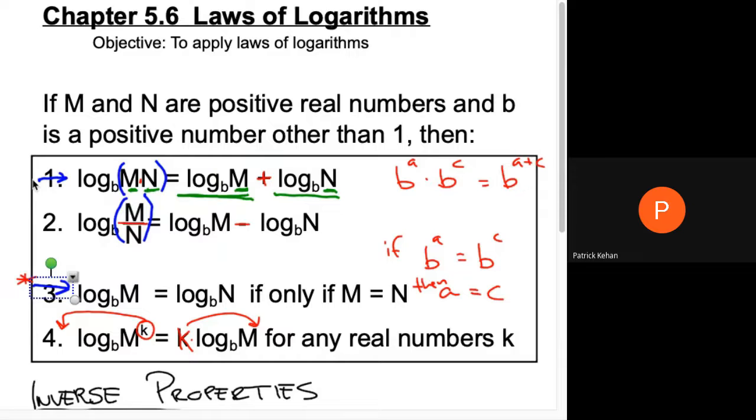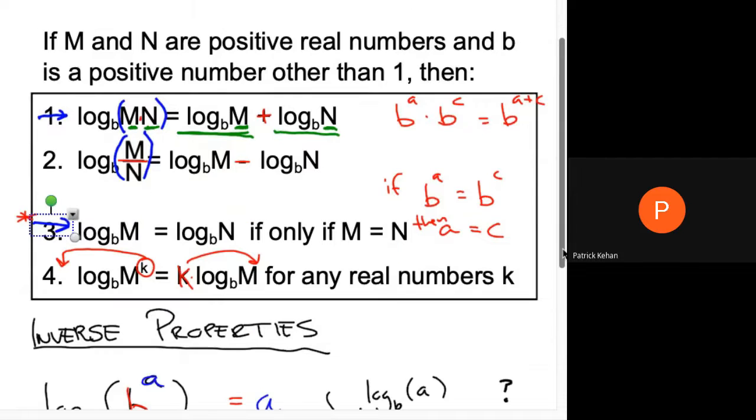Next, rule number 4. If we're dealing with a logarithm and the argument of the logarithm contains a power, m to the k, we can take that k exponent and bring it out in front of the logarithm right here. And vice versa, you'll be doing this in both directions.